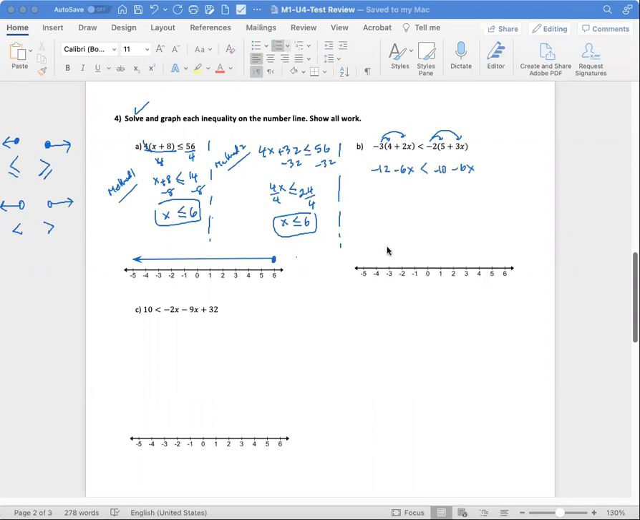Okay. So then you can add 12 or you can add 6x, for example, to both sides. And if you add 6x to both sides, the x's are going to cancel, leaving us with negative 12 is less than negative 10. Now, here's the thing. When you get something that is always true, like negative 12, is negative 12 less than negative 10? Is this a true statement? Negative 12 actually is farther to the left from negative 10, so it is less than negative 10.